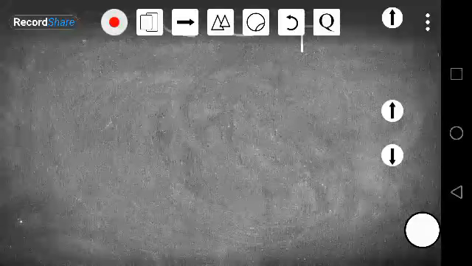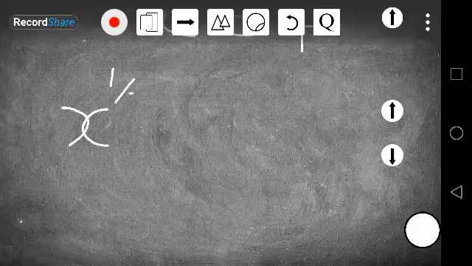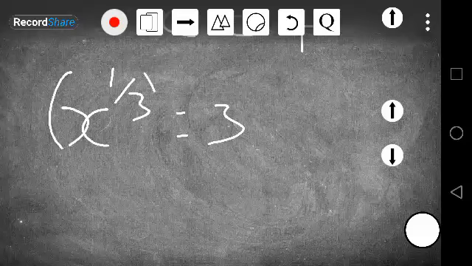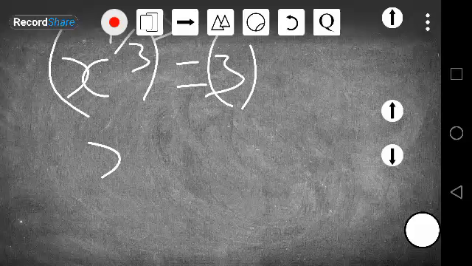We move on to the next. Next, x to the 1/3 is equal to 3. We do the same, but you are using 3 this time. So this becomes x equals 3 to the power 3, which is 27.